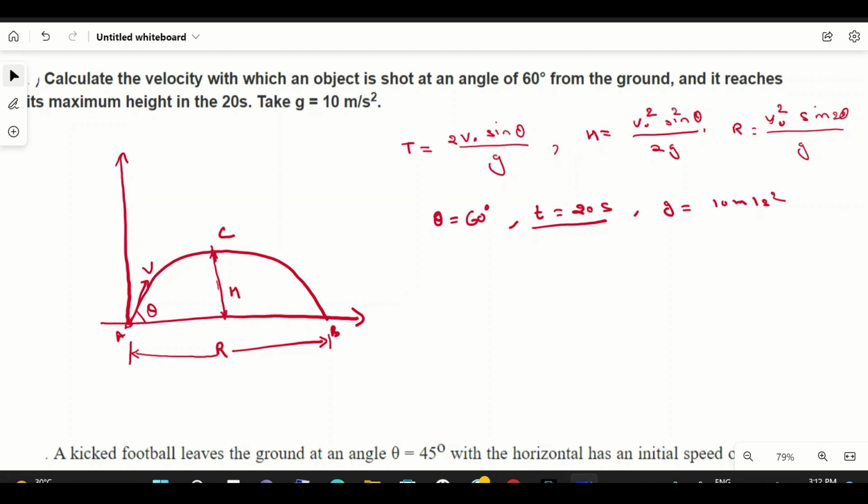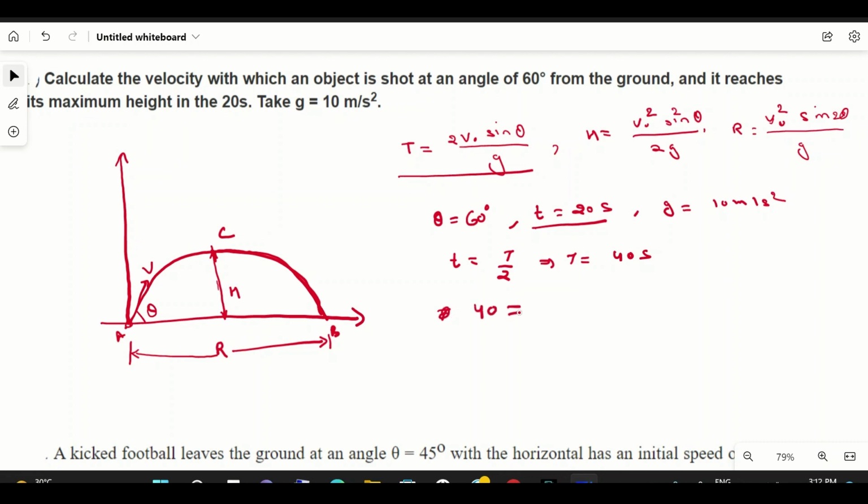So this time is given from A to C, and same amount of time will be taken by this particle to come from C to B. So the time given is t by 2. Half time is given only. So half time is 20 seconds. So total time of flight will be 40 seconds. Okay. So we will put this value in this formula. So t is equal to 40 seconds.